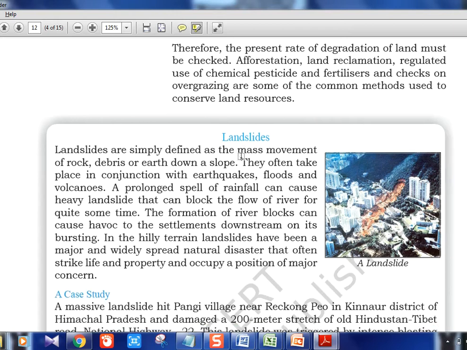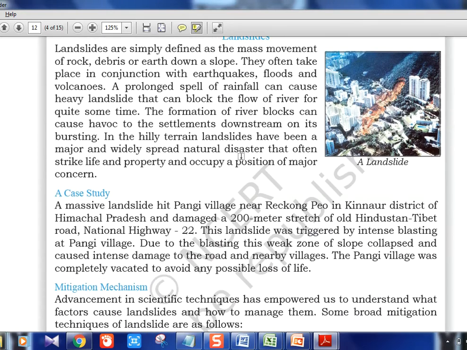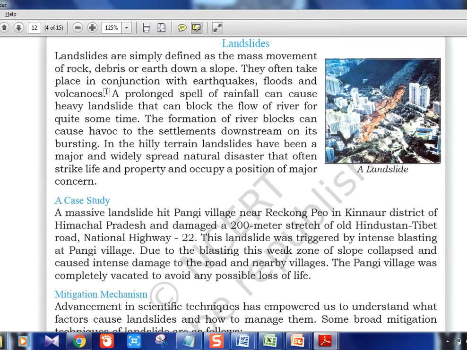Landslides, they have given a table. UPSC has asked questions on landslides multiple times. It is the mass movement of rock, debris or earth down a slope. In hilly areas like Ladakh, Leh, Uttarakhand, it is common. A prolonged spell of rainfall can cause heavy landslides that can block the flow of a river for quite some time. Even when rocks fall, they can block rivers. Formation of river blocks can cause havoc to the settlements downstream on its bursting.